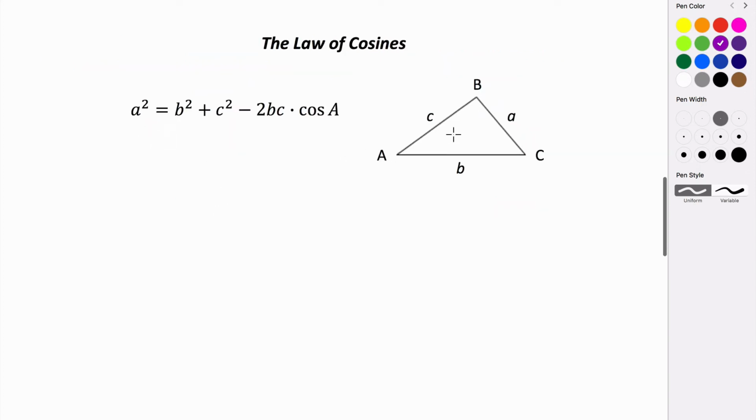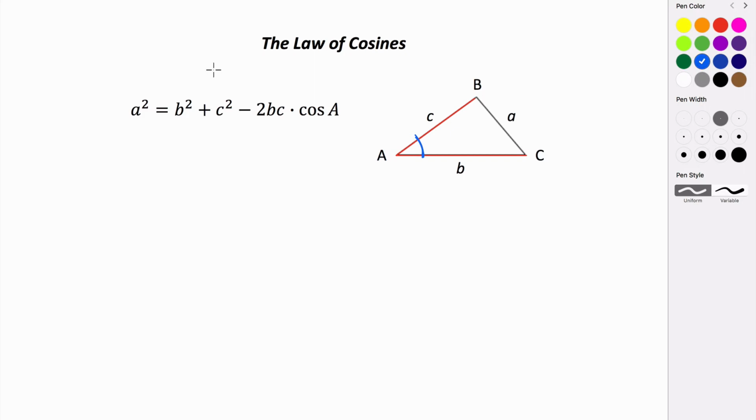So if we're given triangle ABC, the law of cosines says, to find one side, let's say we're given a side angle side triangle. So we're given this side here, and this side here, so we're given sides C and B, and we're given the angle measure A. If I want to find my third side, we isolate that side, so A squared equals the sum of our two sides squared, so B squared plus C squared.